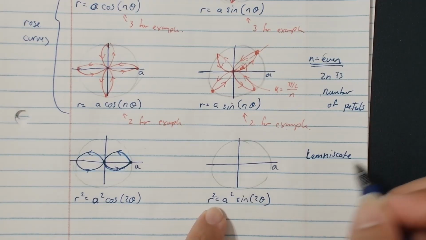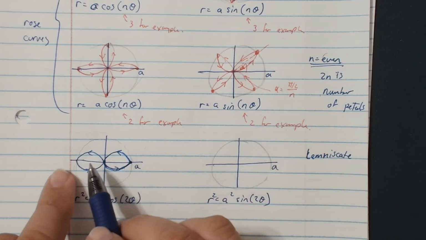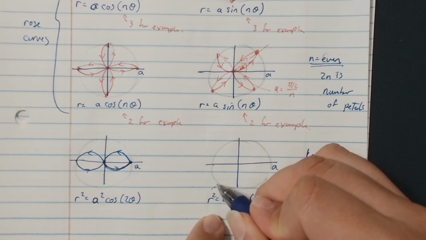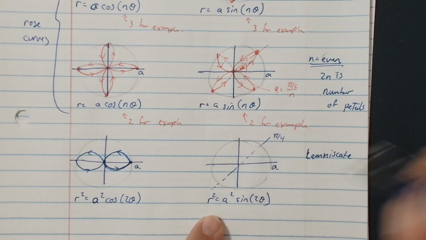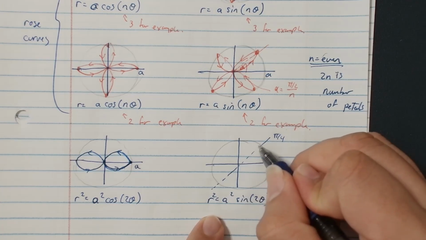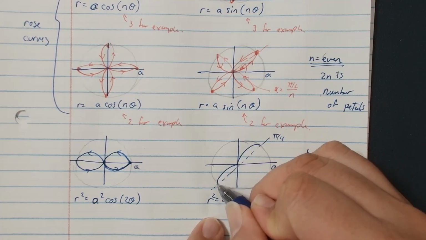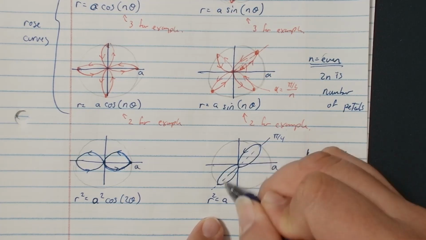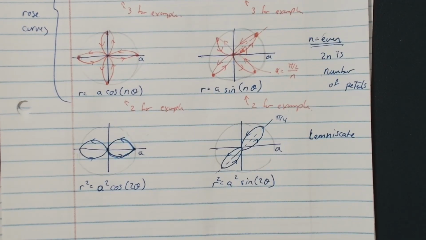For a lemniscate that has sine here instead of cosine, it's the same kind of graph, same figure 8, except instead of lining up along the x-axis, it lines up along this line right here. The diagonal line with the angle pi over 4, 45 degrees, however you want to say that. And again, same thing. It's going to come down, and then back up. And there we go. This is our lemniscate. Okay? Not much more to say about that one.